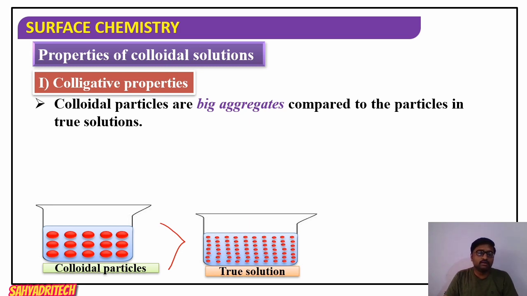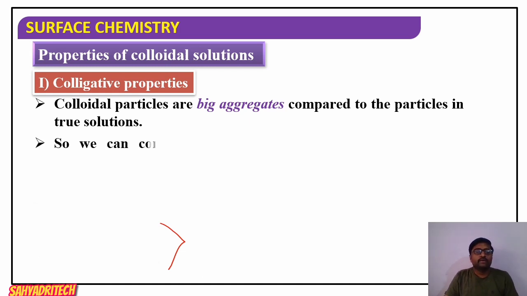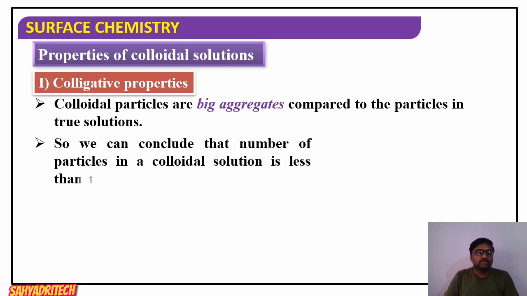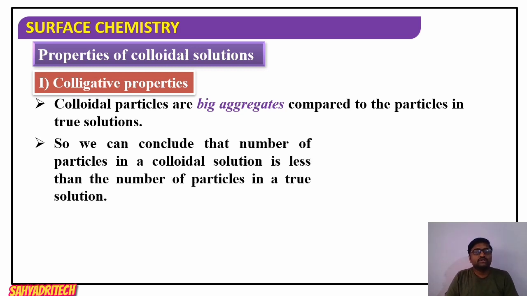And even if you think of number also, in true solutions there will be a large number of particles, while in colloidal solutions there will be less number of particles. Therefore, what we can conclude here, as we observed in the diagram, is that true solutions are going to have a large number of particles compared to colloidal solutions. So we can conclude that the number of particles in a colloidal solution is less than the number of particles in a true solution, that we can observe here.